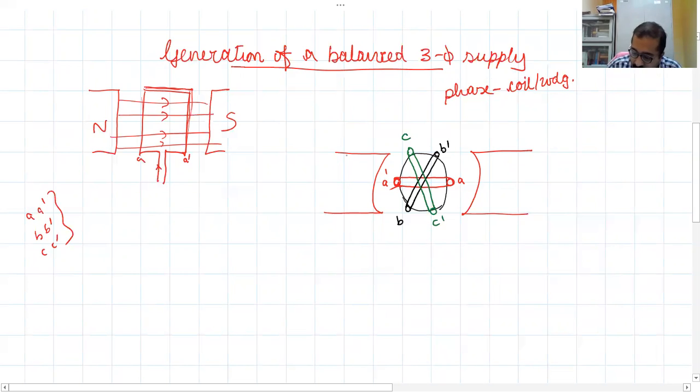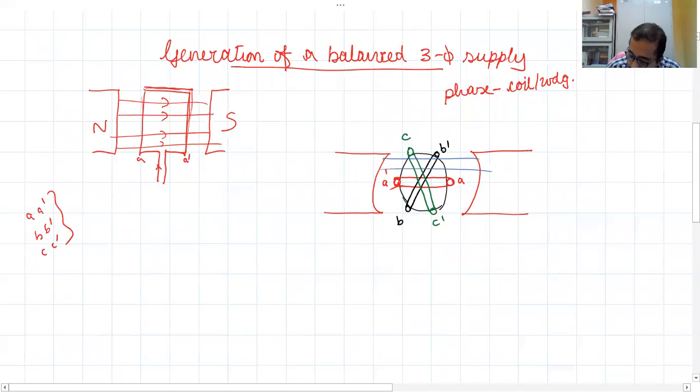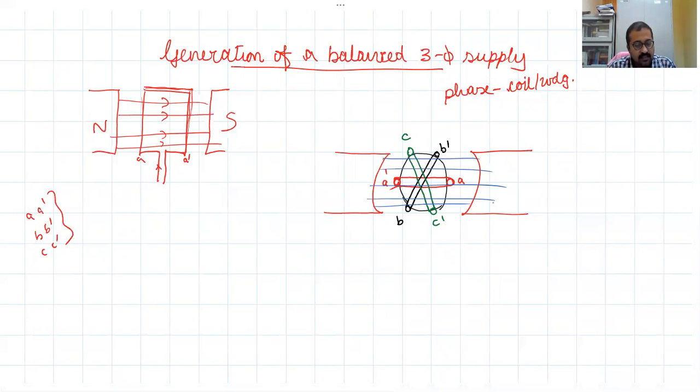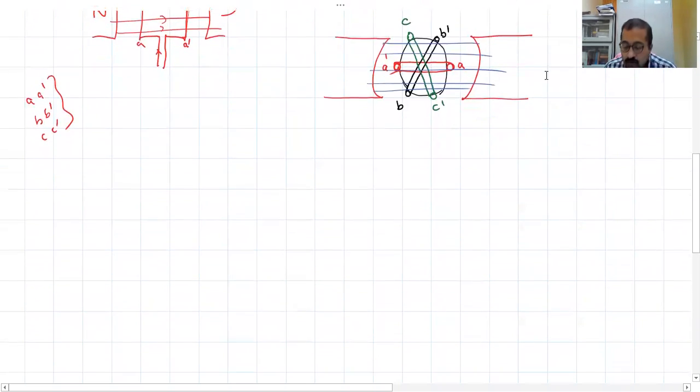Okay, so here we have magnetic field, and the flux lines are here. All the three coils will be simultaneously moving in this magnetic field. So you see it is rotating. Rotation can happen in two ways. One is anti-clockwise, one is clockwise. So let us assume for the time being that all the coils are moving in anti-clockwise direction, like this.